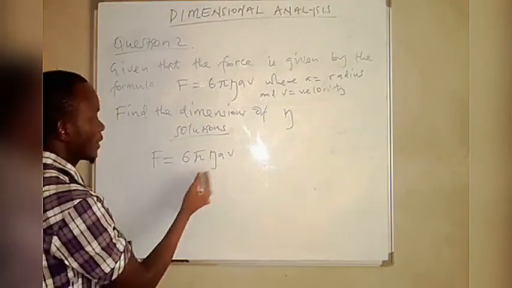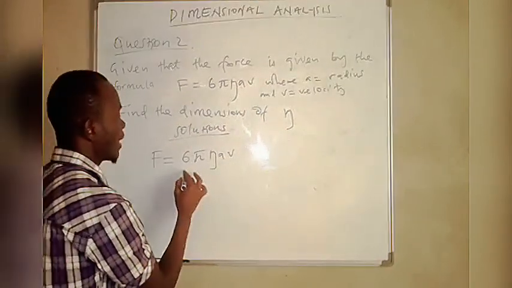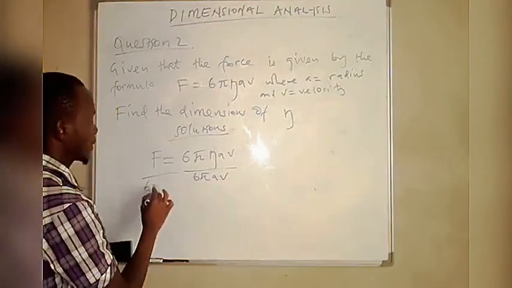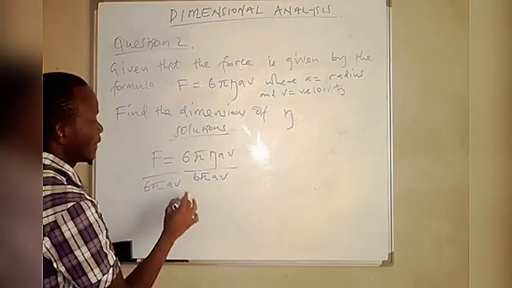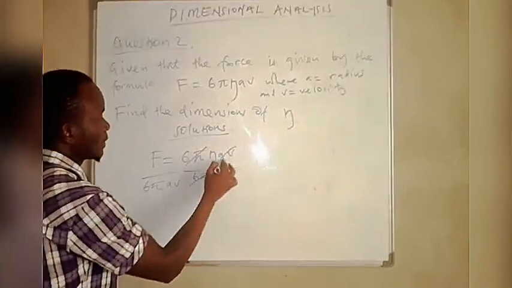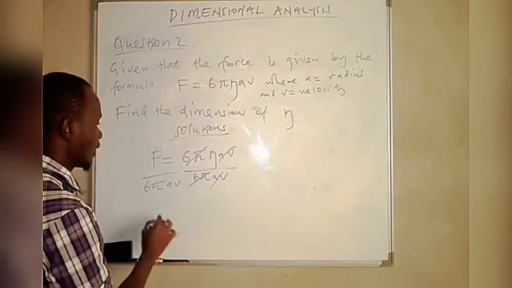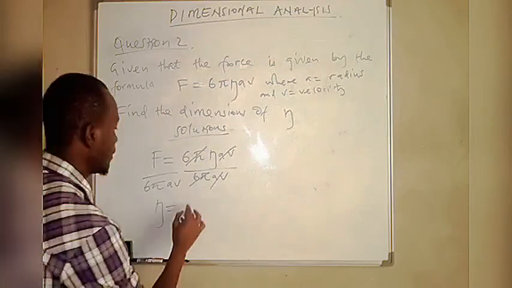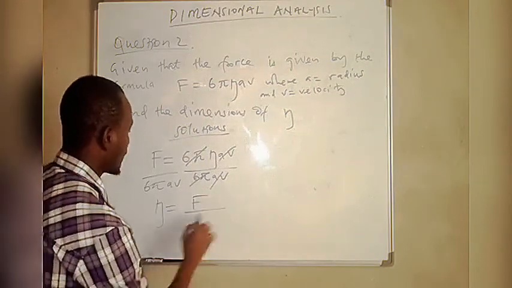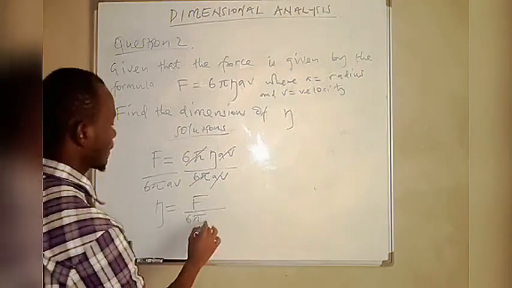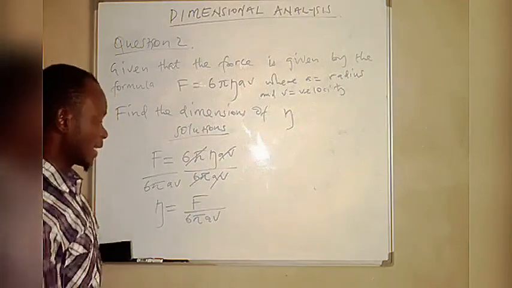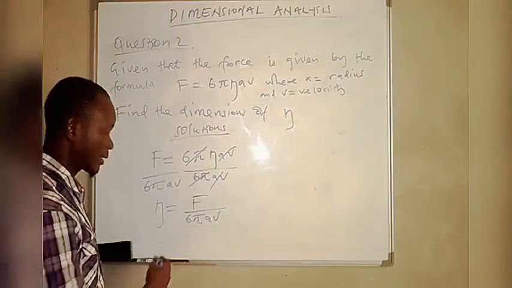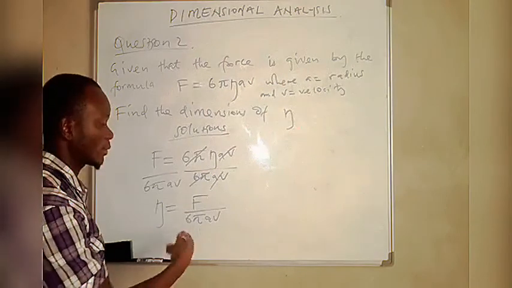We make this the subject of the formula by simply dividing by 6 pi A V. So this one and this one are going to cancel. What we're going to have is, our viscosity will be F over 6 pi A V. But as I said in the previous video, 6 is simply a constant and pi is simply a constant, which is 22 over 7 or 3.142, something like that.